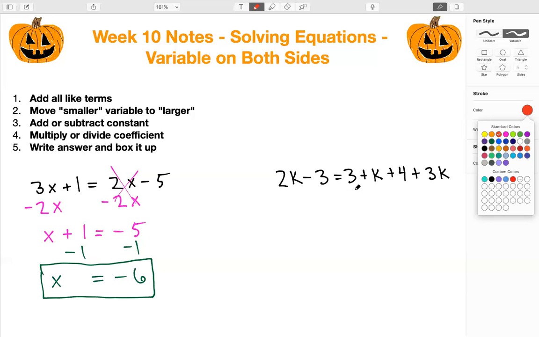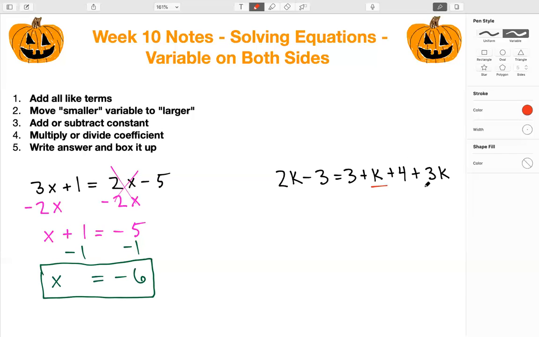I am seeing a number of like terms we can add. We can definitely put that and that together. We can also put the 3 and the 4 together. So we're going to make that our first step, combining those. Okay, so this I'm just going to carry down. But on the right side, 3 plus 4 is 7. K, which is a 1k, plus a 3k. 1 plus 3 is 4, and then you got the k.